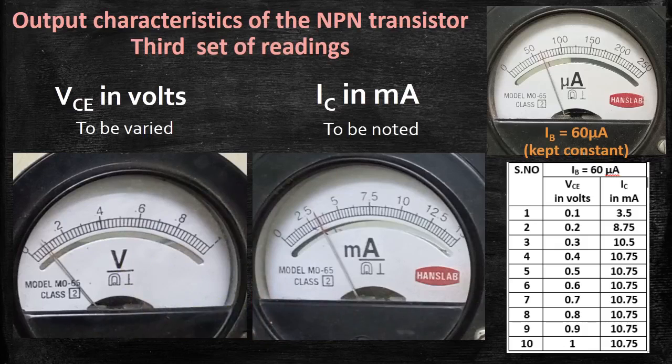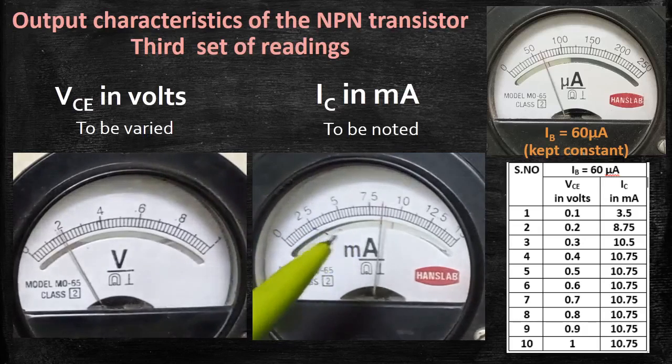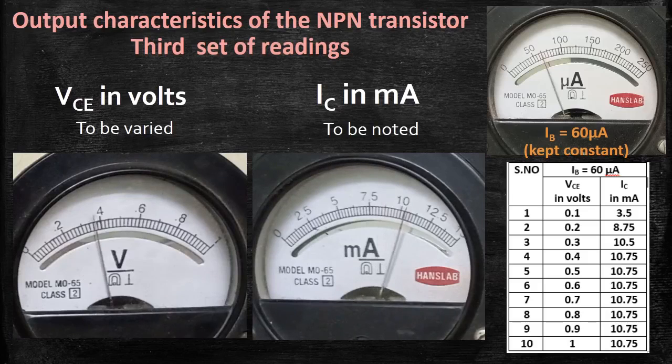Are you clear? Now I am going to increase the value of VCE from 0.1 to 0.2 volt. Look at that. Now you check the IB value often, that should be kept exactly at 60 microampere. Note down the reading here: 10, 20, 30. It is coinciding with 35th division. 35 into 0.25. 8.75 is the reading. Now it is going to be increased from 0.2 to 0.3.